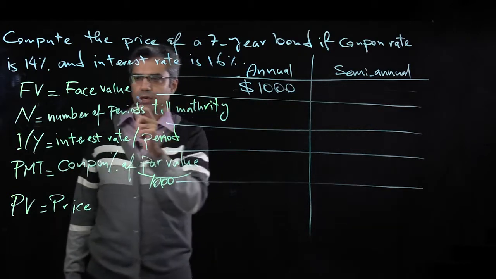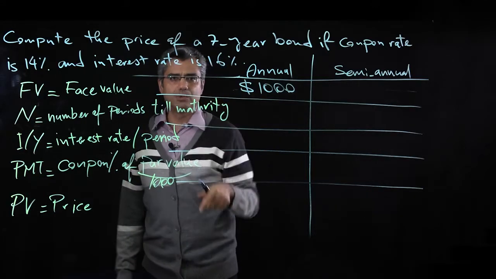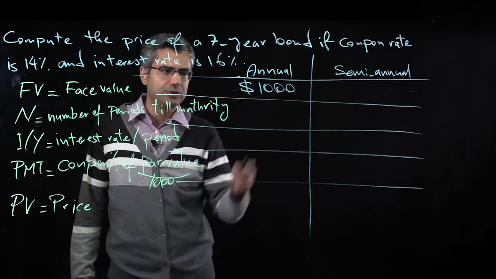Then the number of periods until maturity. How many years until maturity? It's a 7-year bond, so this means 7 years until maturity. So it's 7.